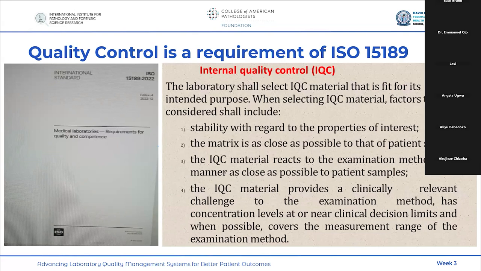This part says that the lab shall select IQC material that is fit, meaning suitable, for the intended purpose. What is the goal of QC? What do we want to achieve? When you are selecting IQC material, these are the factors that you need to consider. It talks about stability. The matrix should be as close as possible to that of patient samples. This is where we say that the QC material should mimic the patient sample.